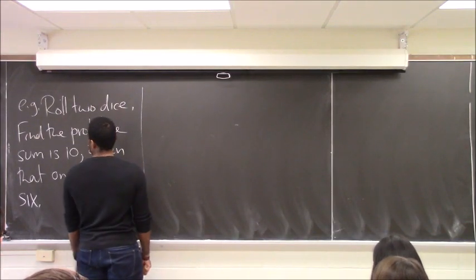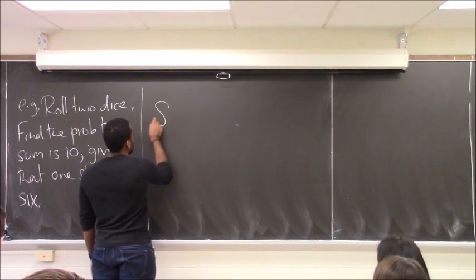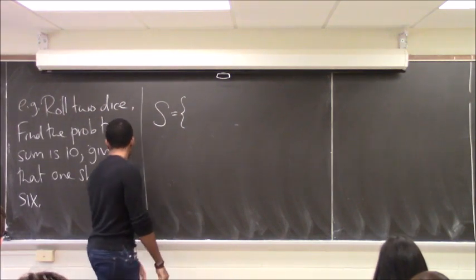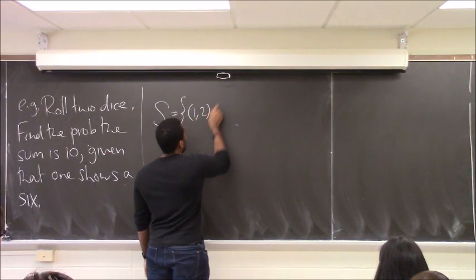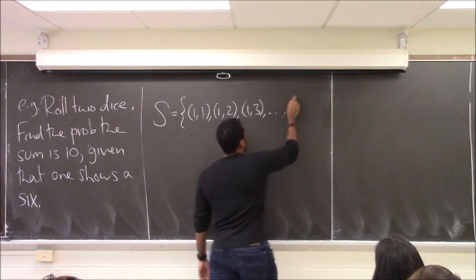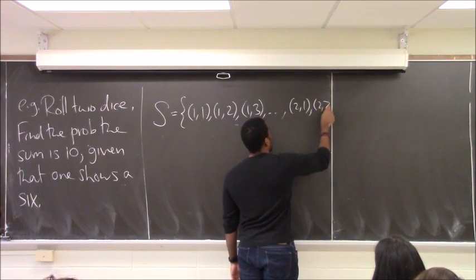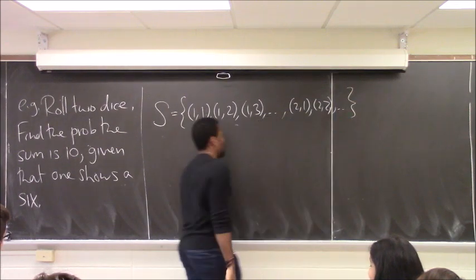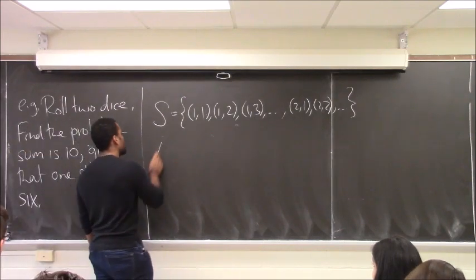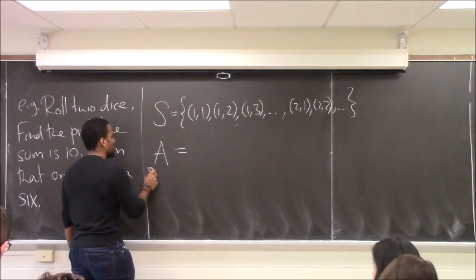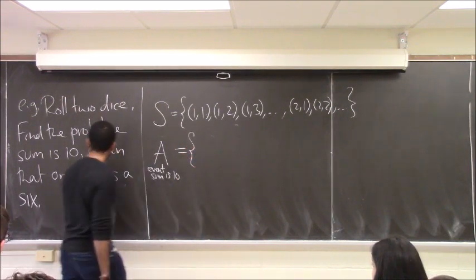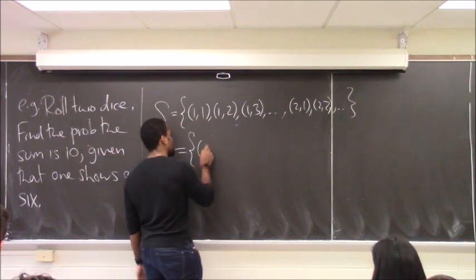Now, here is what we did. We set up our sample space for the problem. So it's all possible pairs of numbers from 1 through 6. So we have 1,1, 1,2, 1,3, 2,1, 2,2, and so on. I'm not going to list all of them. So that was our sample space for the situation. And then we found A, which is the event that the sum is 10, and we saw that there were 3 situations.